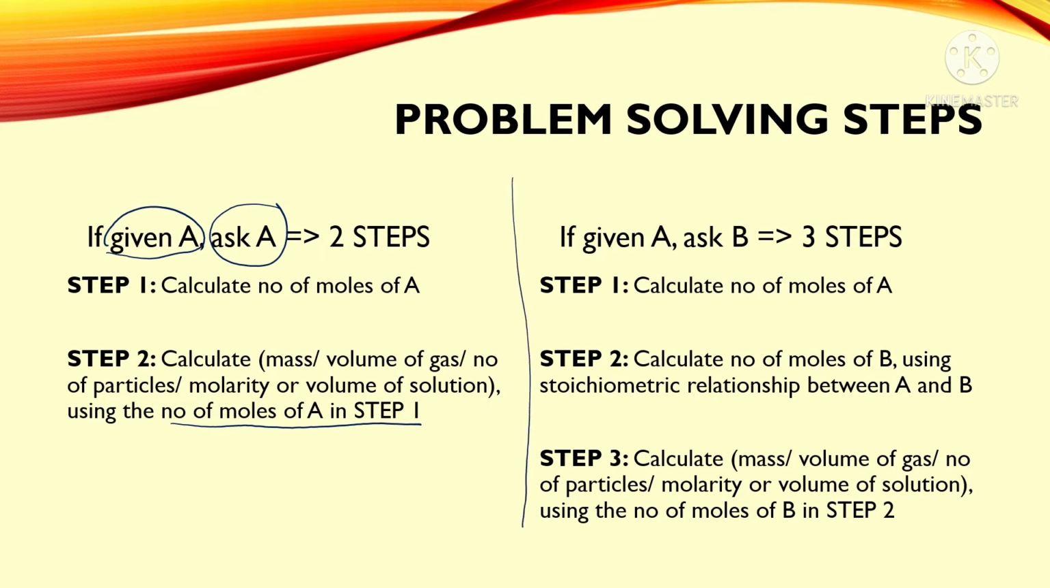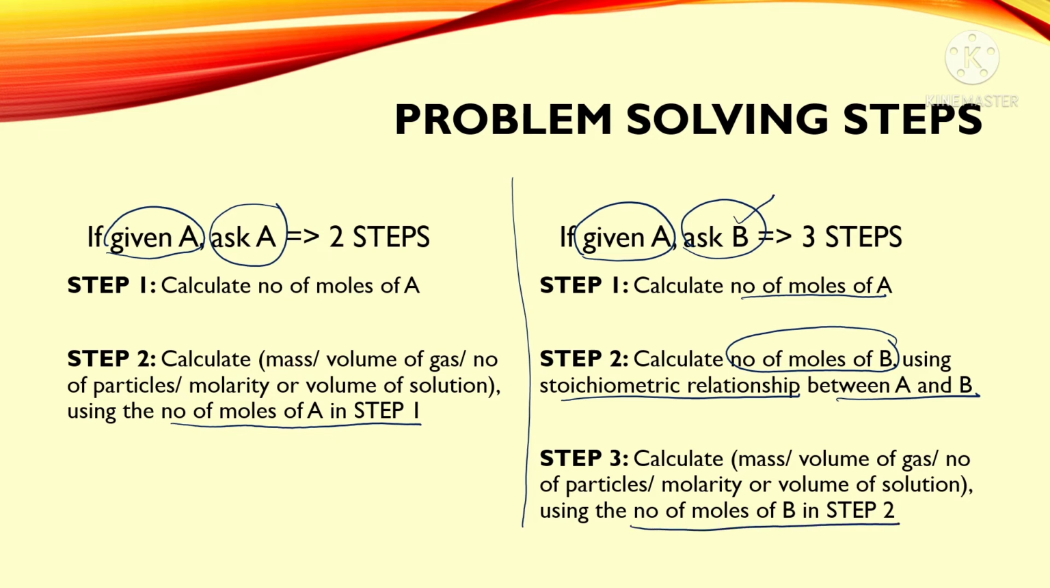It involves 3 steps when we are given A and then asked for B. Step number 1, we calculate the number of moles of A first, based on whatever information of A is given to us. Then in step number 2, we do a comparison based on the stoichiometric relationship between A and B, and we get the number of moles of B from the comparison. Then in step number 3, we calculate whatever is being asked about B using the number of moles of B that we get in step number 2.